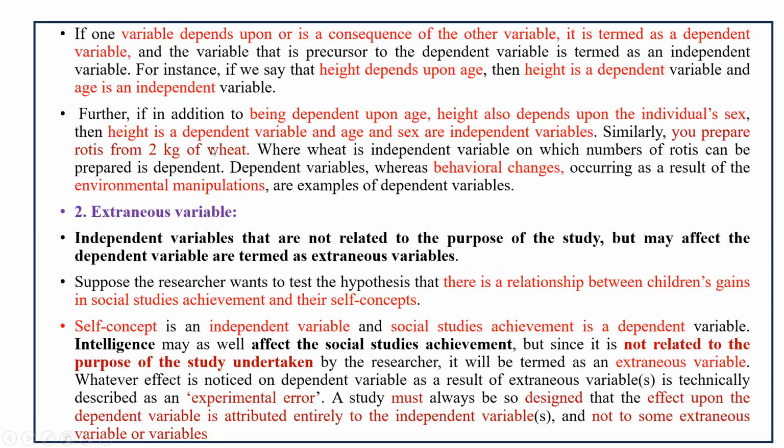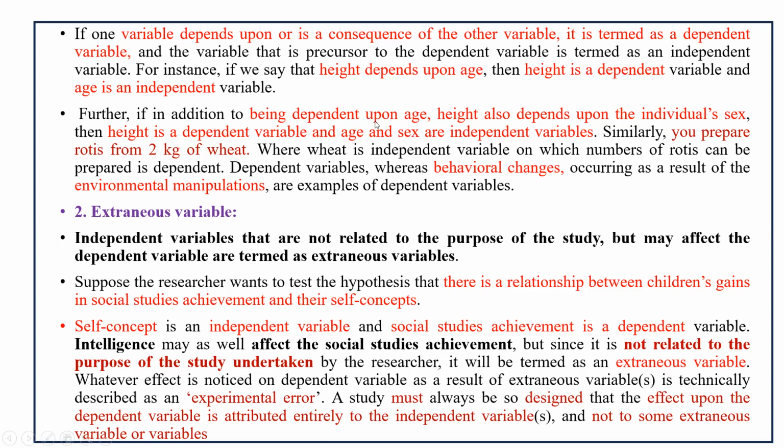Now, if a variable depends upon, or is a consequence of, another variable, it is termed a dependent variable. When a variable is dependent, it is called a dependent variable. When a variable is not dependent, it is called an independent variable. For example, if we say height depends upon age, height is dependent and age is independent, because age is not dependent on height, but height is dependent on age.